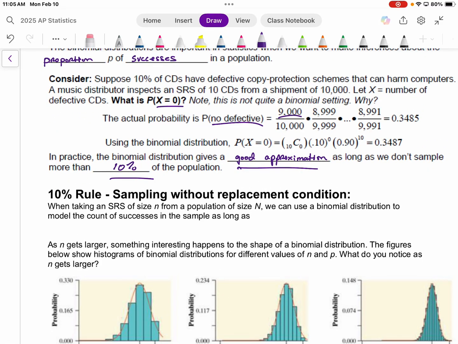When taking a simple random sample of size n, little n, from a population of a bigger size, we can use a binomial distribution model to model the count of successes as long as little n is less than or equal to 0.1 times capital N. Or the other way you can think about it is that 10 times little n is less than or equal to capital N. So if they give me my sample size, I ask, what's 10 times that number? Is the population bigger than that?